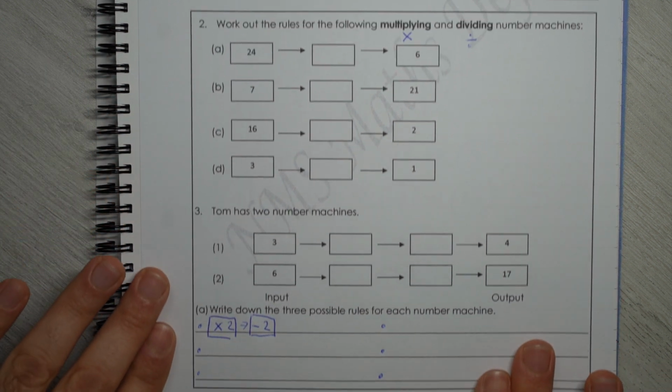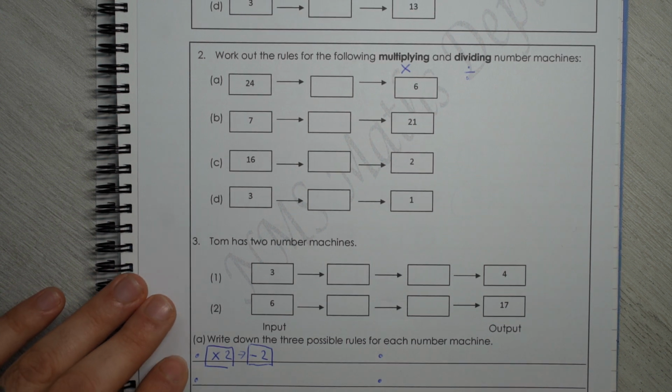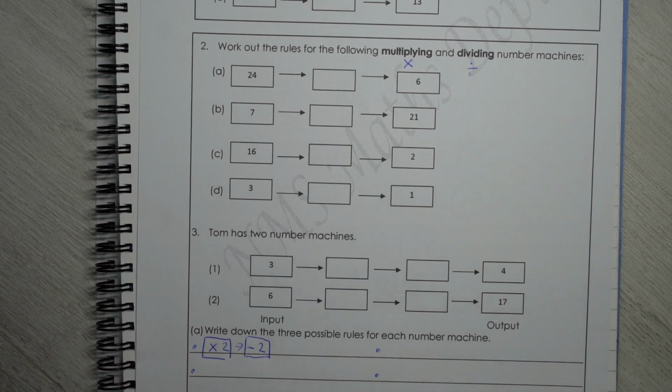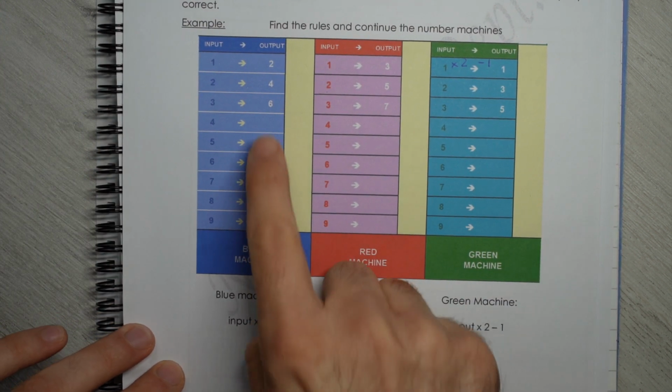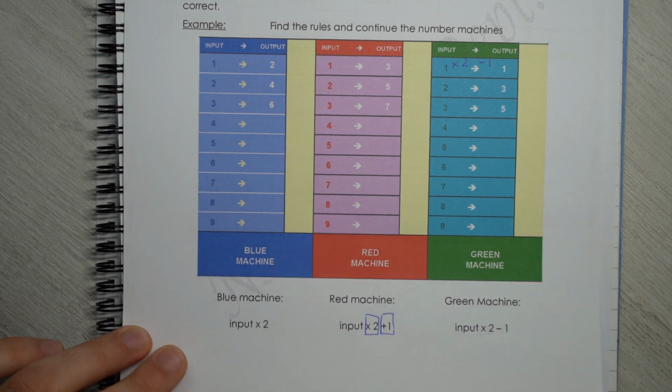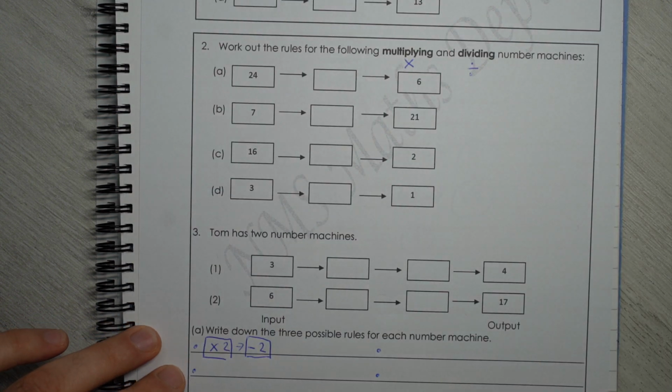So this is today's lesson. Fairly simple and short lesson. So from page 10 you need to continue these tables and work out page 11.